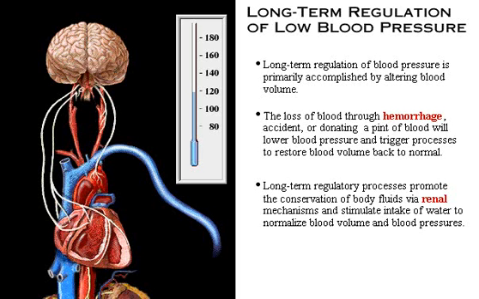We will now explore the long-term regulation of low blood pressure. Long-term regulation is primarily accomplished by altering blood volume. The loss of blood through hemorrhage, accident, or donating a pint of blood will lower blood pressure and trigger processes to restore blood volume and therefore blood pressure back to normal. Long-term regulatory processes promote the conservation of body fluids via renal mechanisms and stimulate intake of water to normalize blood volume and blood pressure.